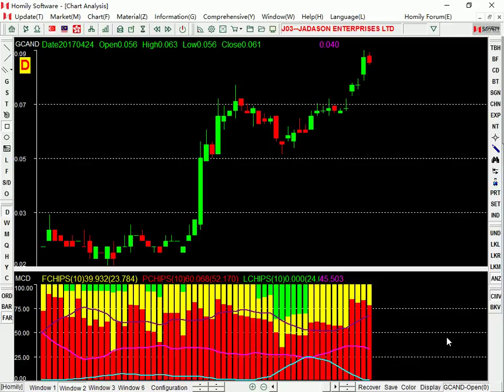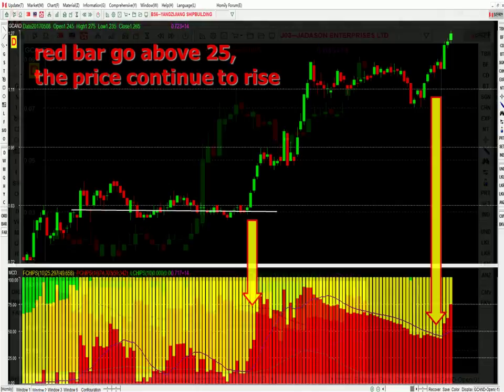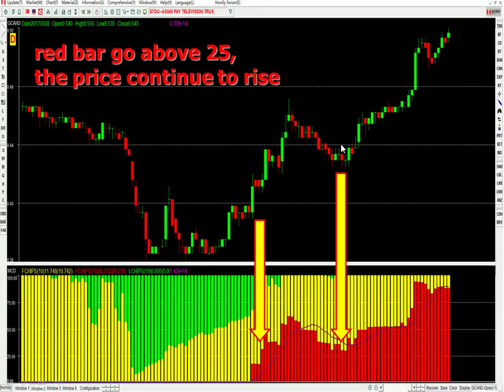Then if you see the red bar below 50, this is the 50. Below 50, then up to 50 again. Here is another chance. So you should know. Maybe you didn't buy in the past. Then maybe around here is another buy point. Okay. So the red bar goes above 25. The price continues to rise.